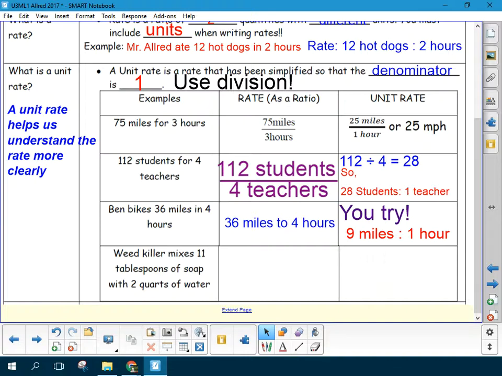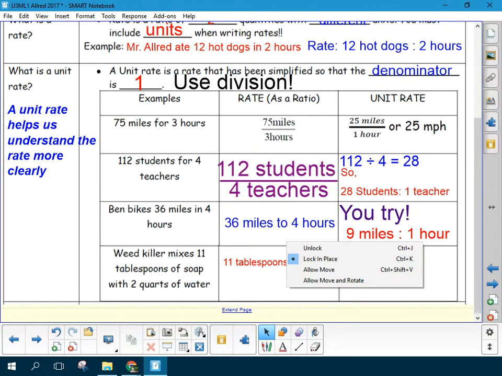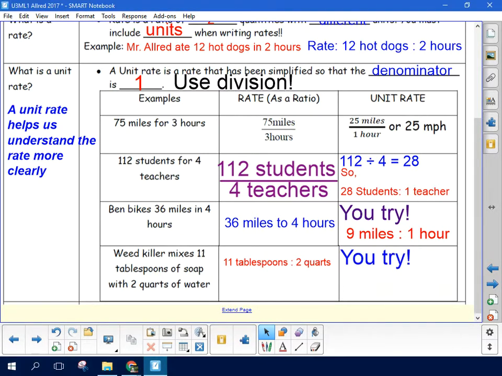Yes. Weed killer mixes 11 tablespoons of soap with 2 quarts of water. So you could say 11 tablespoons of soap for 2 quarts of water. That might be your rate, but how would you find that unit rate? It's okay to use a calculator here, and you can do 11 divided by 2. I want you to try it and see what you get as the unit rate. Hopefully you got 5.5 tablespoons per quart.